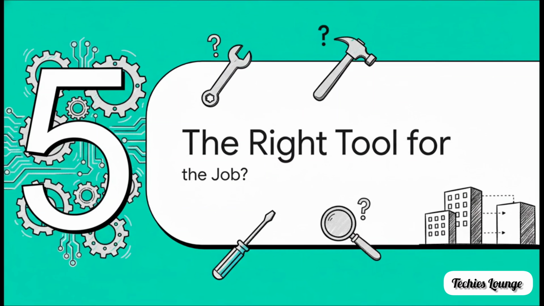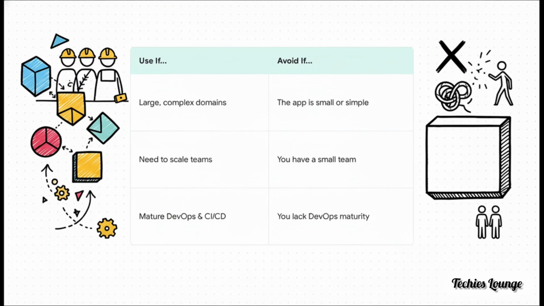Now, after hearing all of this, you might be thinking, microservices are incredible. Every single app should be built this way from now on. But like any really powerful tool, they're definitely not the right solution for every single job. So what's the verdict? When should you use them?